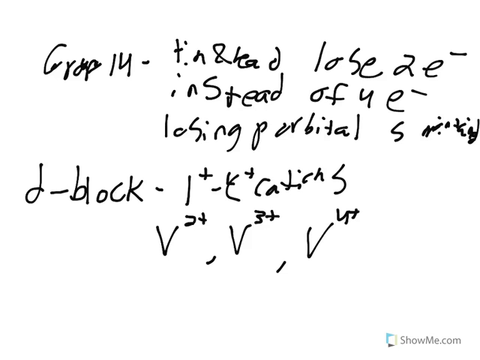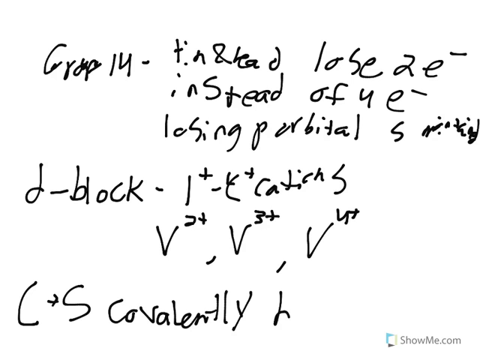And some elements don't even form ions. For example, carbon and sulfur just covalently bond. They don't form ions.